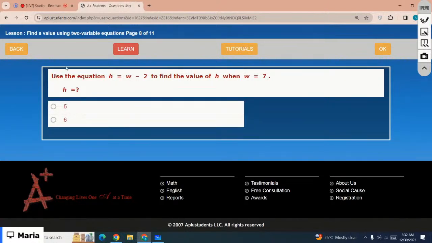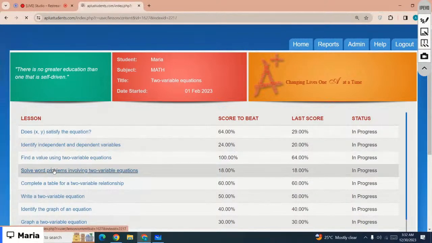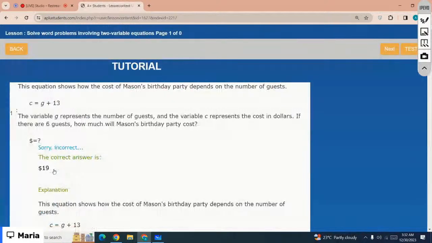The next lesson is solve word problems involving two variable equations, right? So how do we solve the word problems when we have two variables involved, right? So let's just start with the lesson.